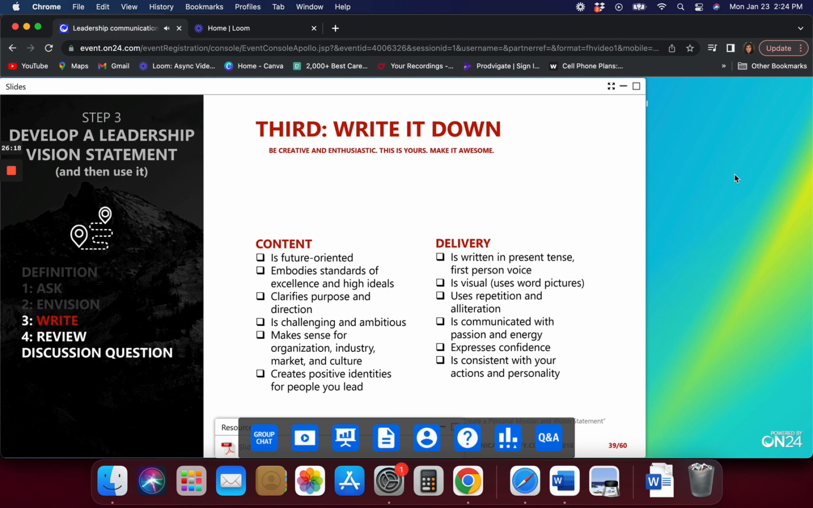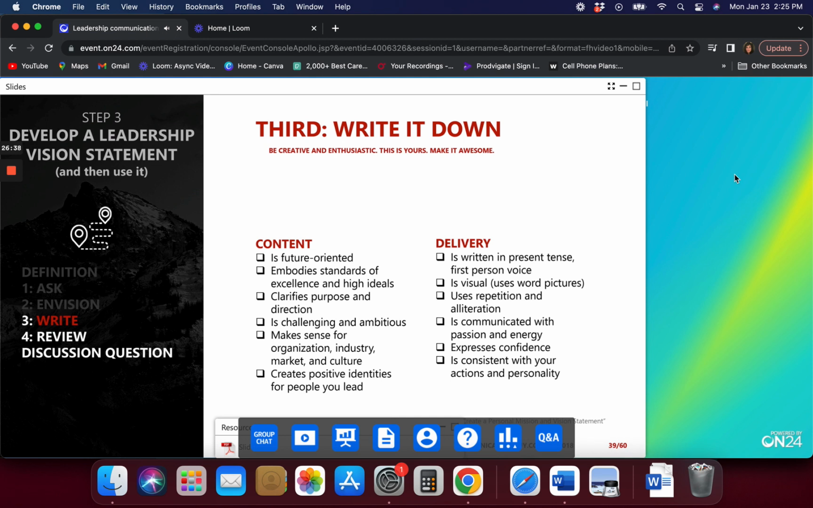So you've got these 4 areas. Again, that can help you remember, and it might help frame what you want to do and be. So those are some ideas to use repetition and alliteration. Communicate with passion and energy, express confidence, make sure it's consistent with your actions and personality. So those are just some general guidelines. Obviously, this can feel a little bit vague.